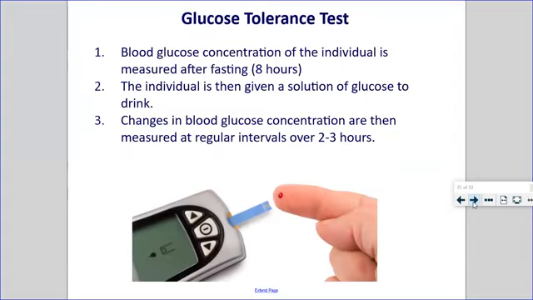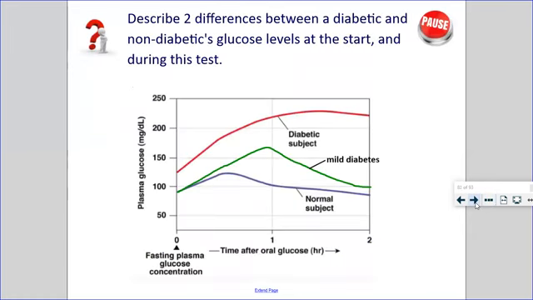So how do we know that you have diabetes? How is it diagnosed? Well, it's diagnosed by using a glucose tolerance test. So I won't run through it, just pause the video and read through the instructions of how the glucose tolerance test is carried out. Again, pause the video, have a look at the results of the glucose tolerance test and see if you can notice two differences between a diabetic and a non-diabetic's glucose levels throughout the test.